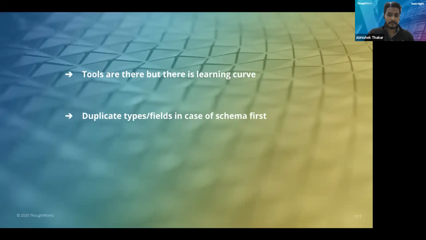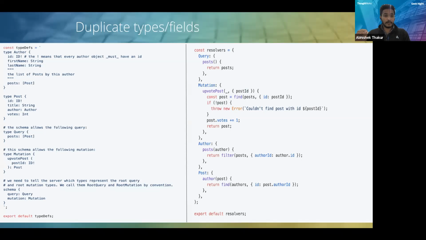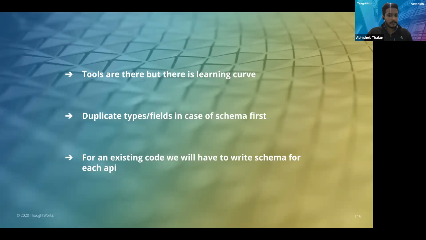The second point is duplicate types or fields in the case of schema first. We discussed that there will be a schema which is a string, and there will be resolvers which should exactly match the schema. In that case, there will be duplication between the types and the fields that we have defined in the schema and the resolvers. For example, if you see these 2 screens, on the left-hand side we have the schema, on the right-hand side we have the resolvers, and there is an author type and a post type, and this is the duplication we see on both screens. We all know that duplication is not a good coding practice, so we try to remove all the duplications that we have in the code. The third thing would be, for an existing code base, we will have to write a schema for each API.